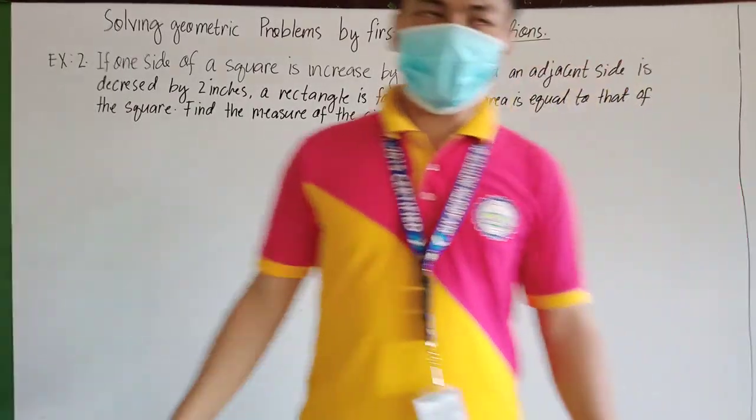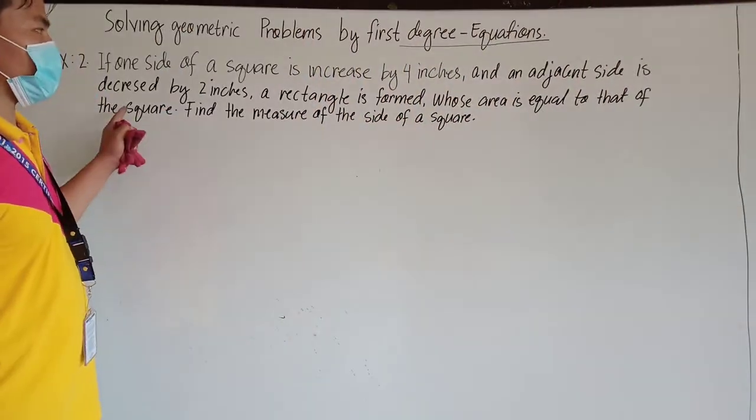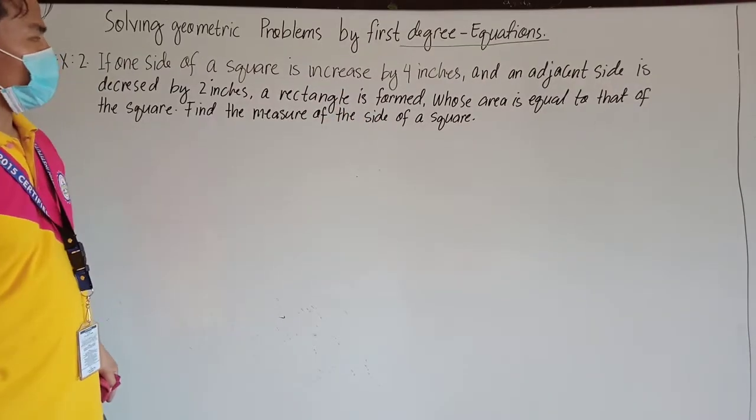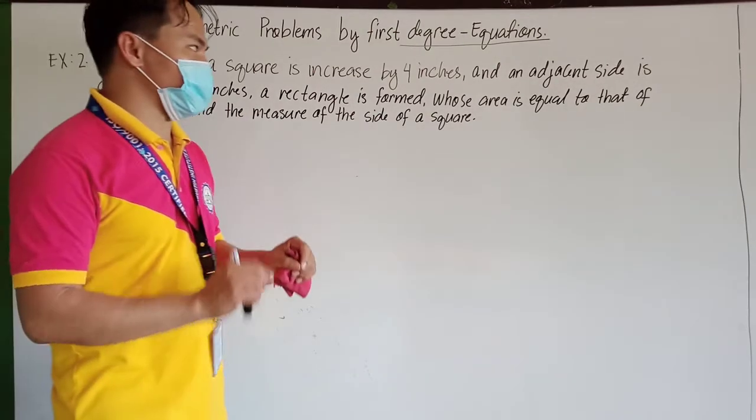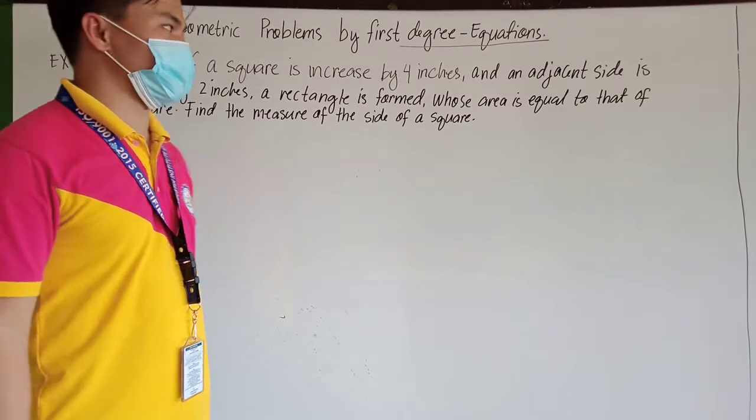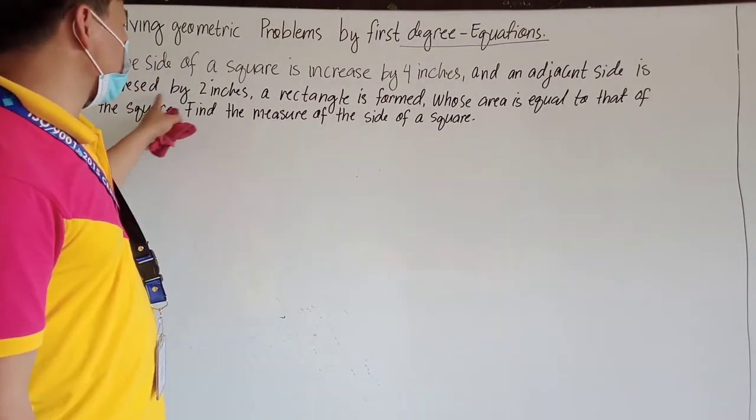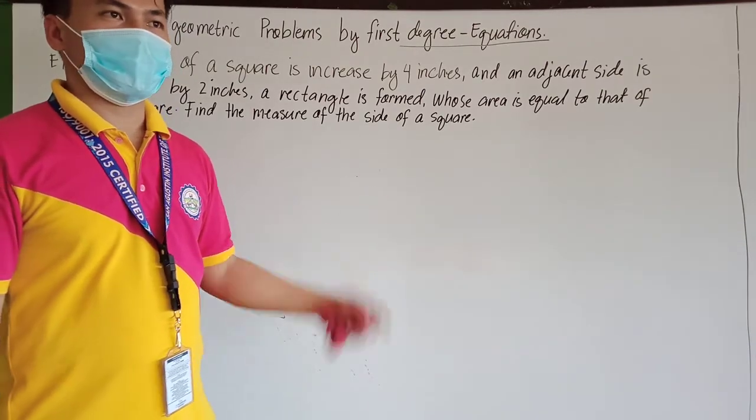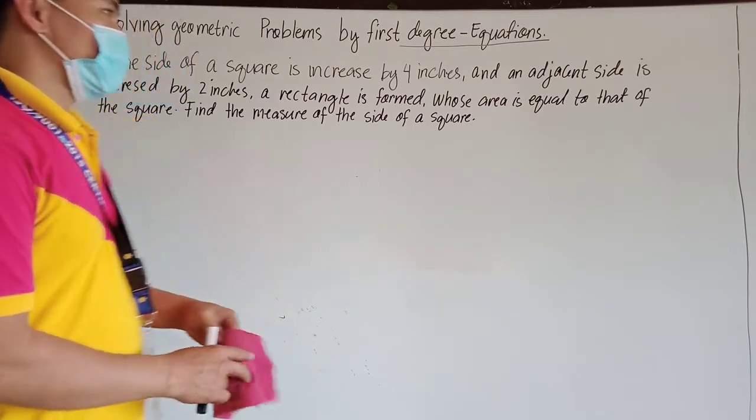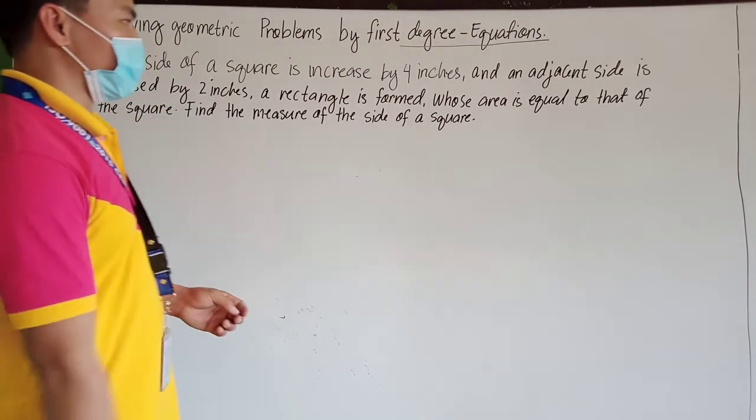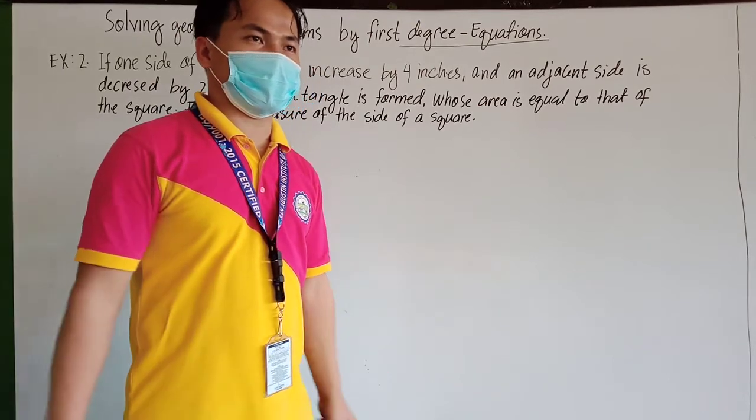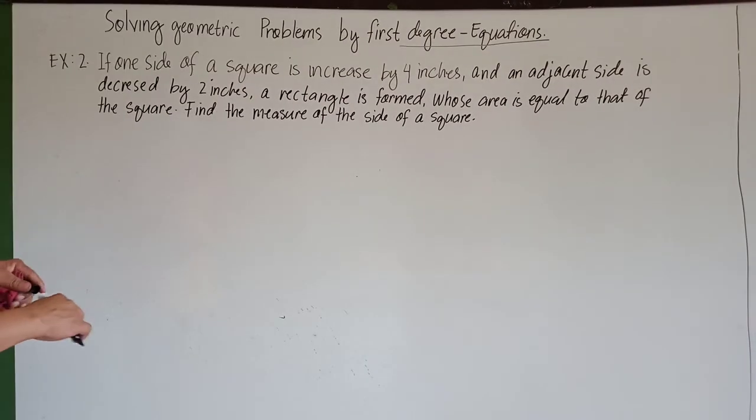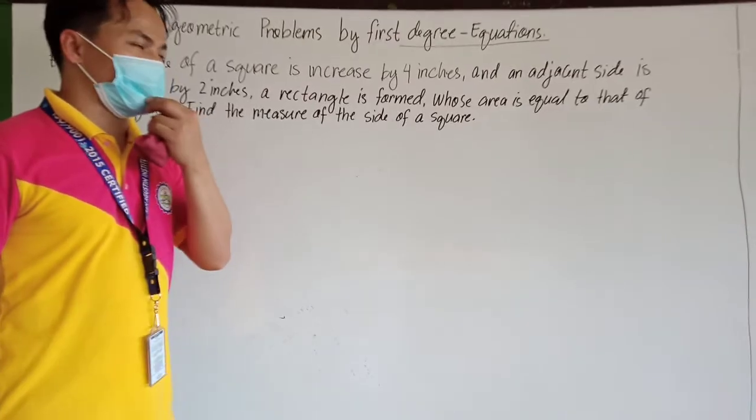In the first part, we have the square. But in the other part of the problem, one of the sides of the square is being increased by 4 inches, meaning the plus sign of 4, while the adjacent side is being subtracted by 2 inches. When we subtract on one side and add on the other, a rectangle is formed, wherein the area of the rectangle is equal to the area of the square. So we are supposed to identify the measure of the side of the square.